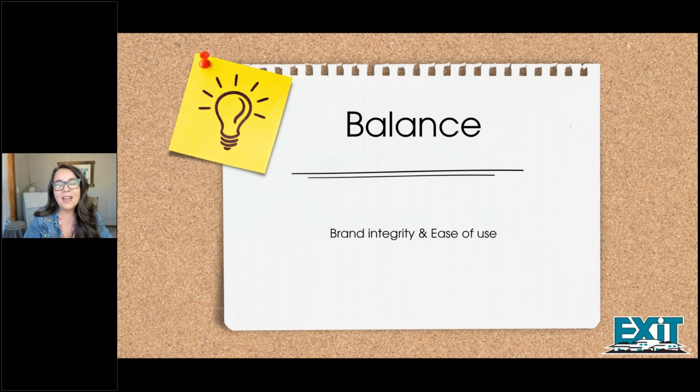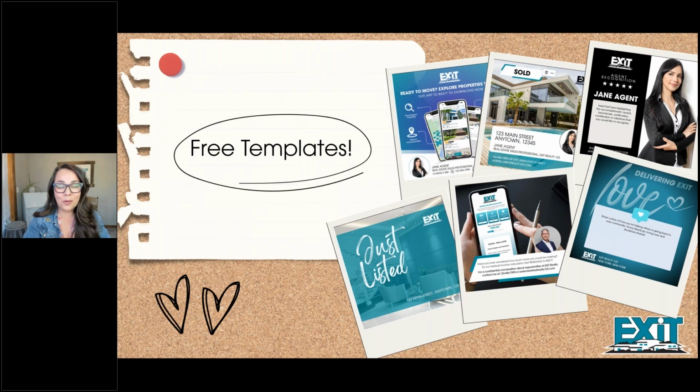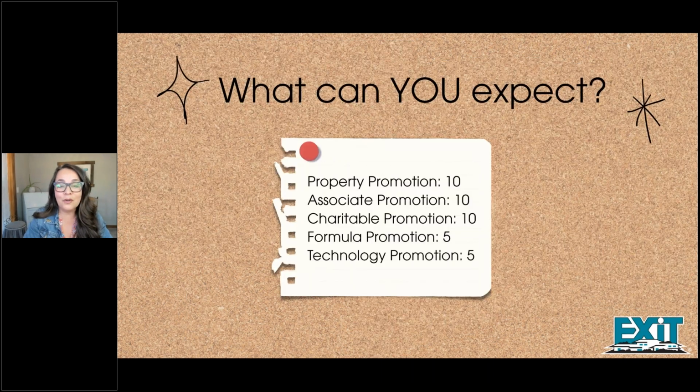Now, the templates that I'm talking about, these are free templates. So whether you have a paid account of Canva, which is called a pro account, or you have a brand new free version of Canva, you have access to these templates. And we're providing you with a bulk of templates that you can use right away. For example, whether it's property promotion, you've got 10 templates to promote your properties. This is in addition to what you're already using. Associate promotion, 10 templates that you could start building from. Charitable promotion, maybe you have a few, now you have 10 more. We have formula promotion, there's 5, and then technology promotion, there's 5 there as well.